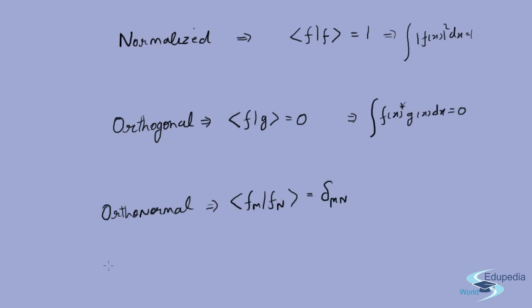And finally, a set of functions is said to be complete if you can represent every other function in the space as a linear combination of these sets. So if every function f of x can be written as summation n is equal to 1 to infinity cn fn of x, you have a set of fn of x such that for every single function f of x you can write it like this, then this set of functions is said to be complete. Right. So this is what we've seen wave functions to be.